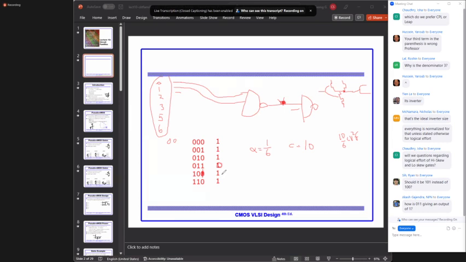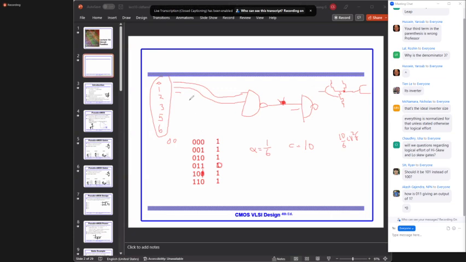Professor, I had a question in regards to calculating alpha. Someone is asking, how can we get 0 when you have 0, 1, 1 on the output of this counter? Well, I just drew it in for you. Okay. What about alpha?